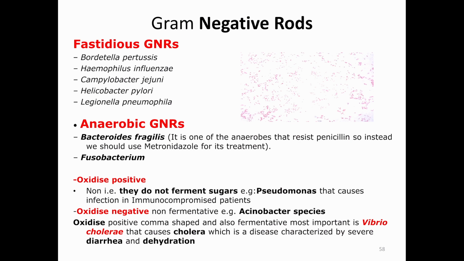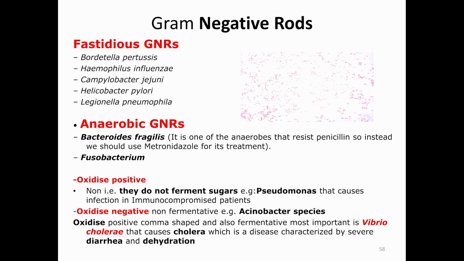Then we have anaerobic gram-negative rods. An example, we have Bacteroides fragilis, and this is one of the anaerobes that resist penicillin, and so instead we should use metronidazole for its treatment. Actually, it's an anaerobe, and so metronidazole works very well on anaerobes. Then we also have Fusobacterium as an example of the gram-negative rod anaerobic bacteria.